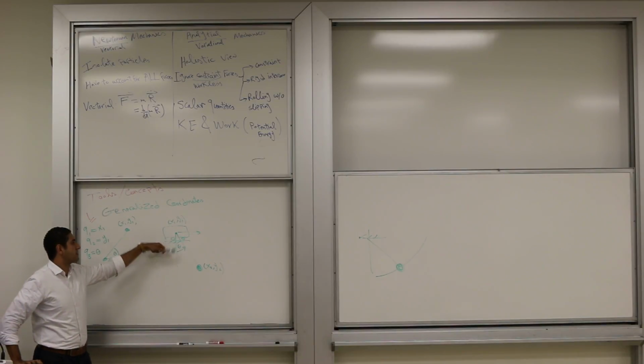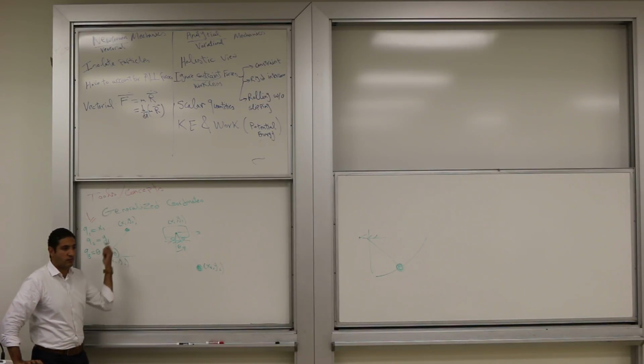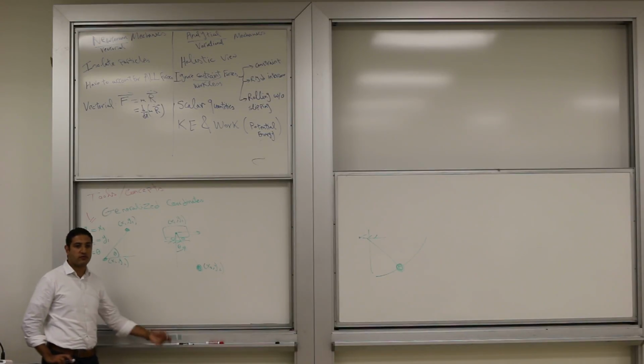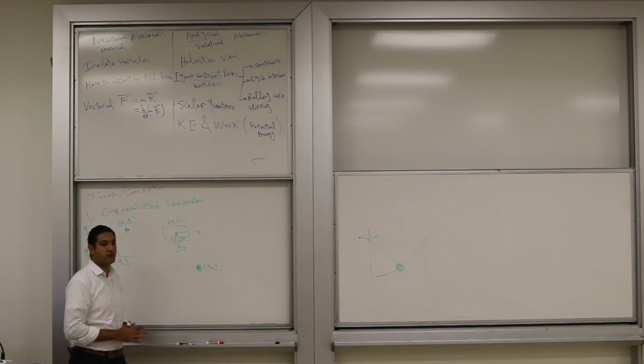2 for this guy, but it doesn't move vertically, so I removed one. And 2 for this guy, but I have a pendulum-like constraint, so I removed another one. So I have only 2 degrees of freedom.